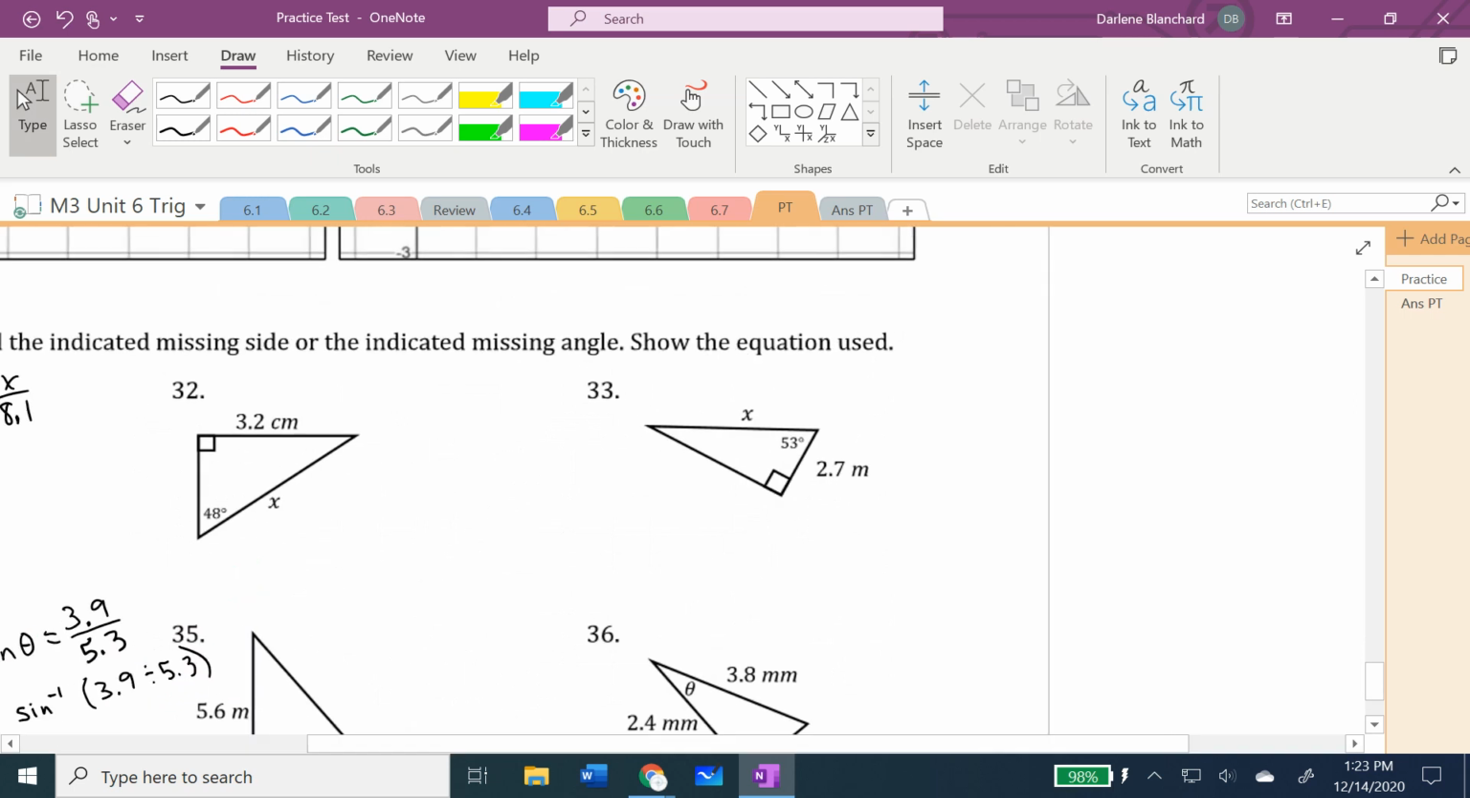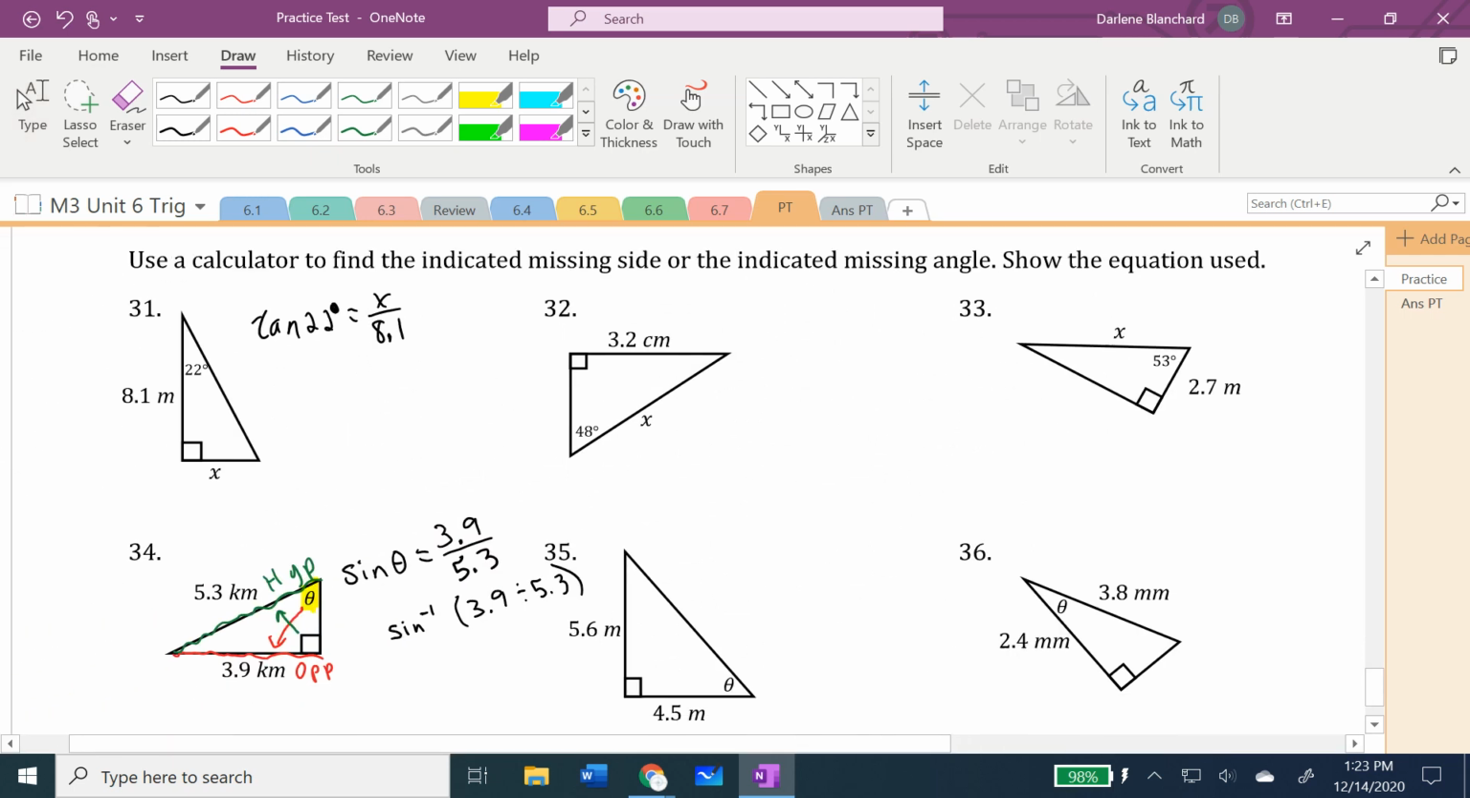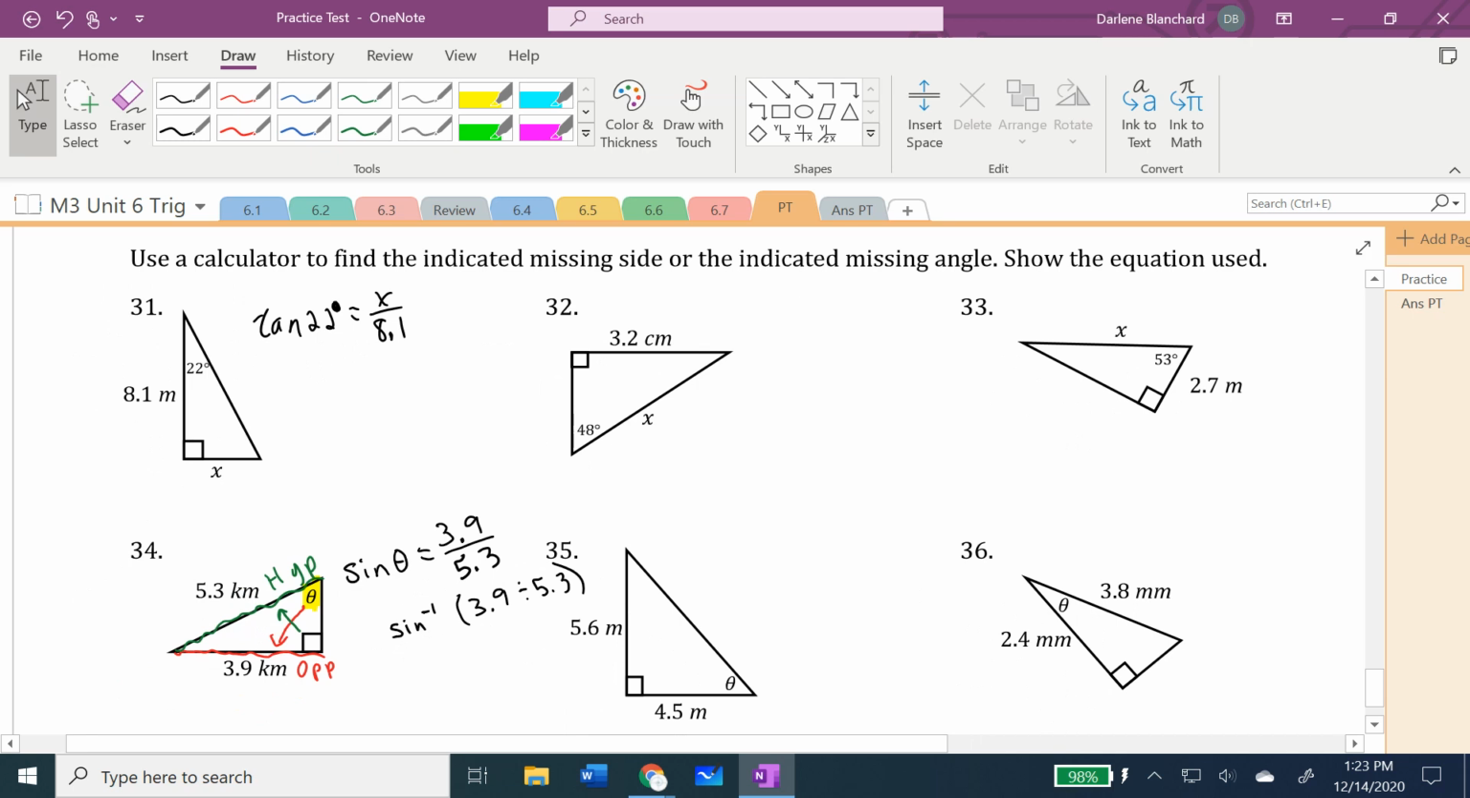Okay, how are you doing with the triangles? This is something we were working on before Thanksgiving break. Okay, so let's do a couple of those. I will focus on, how about 32 and 35?